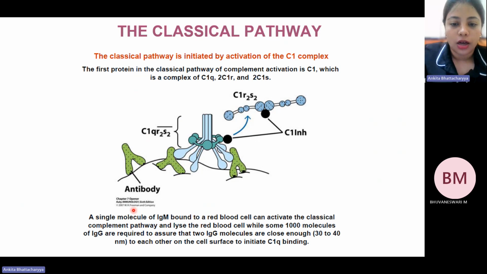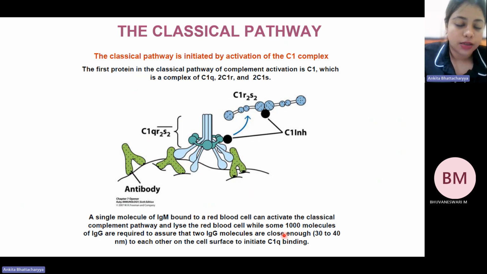Some additional information here is that a single molecule of IgM, IgM being the preliminary antibody isoform which is very relevant with respect to the complement activation system, when it binds to an RBC, can activate the classical complement pathway and is able to lyse RBCs, while you need some 1,000 molecules of IgG to do so. Basically, because IgM has the pentameric form, it is much more potent at executing the complement reaction compared to an IgG molecule, which will obviously suffer from a limitation when we talk about its efficiency in doing the same.